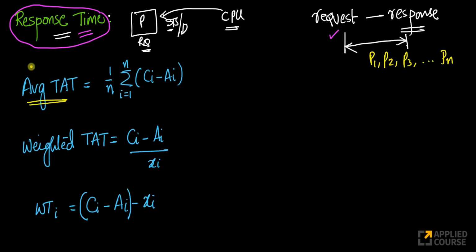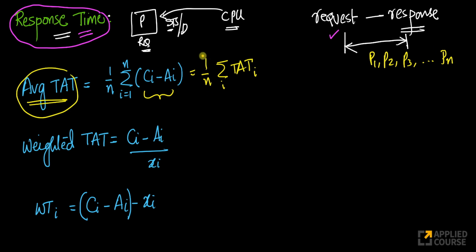Now what is the average turnaround time? It's a simple numerical average. Look at this: it is equal to 1/n times the summation over i of the turnaround time of each process i. If I have n processes, it is a simple average, with i equal to 1 to n. So it is the mean of the turnaround time of each process. What is the turnaround time of each process? It is simply this, right?